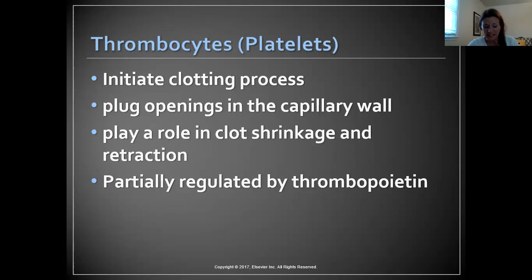Thrombocytes, or platelets, primary function is to initiate the clotting process by producing an initial platelet plug at the site of an injury. Platelets must be available in sufficient numbers and must be structurally and metabolically sound for blood clotting to occur.